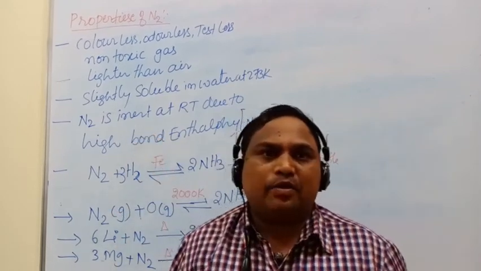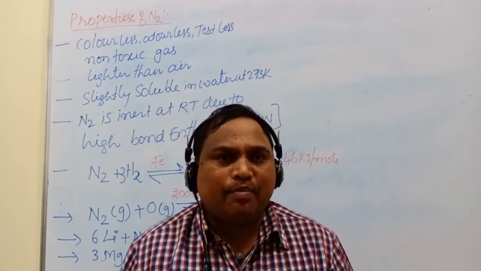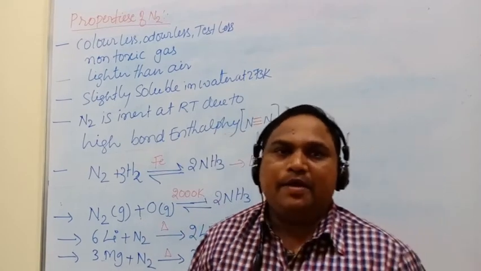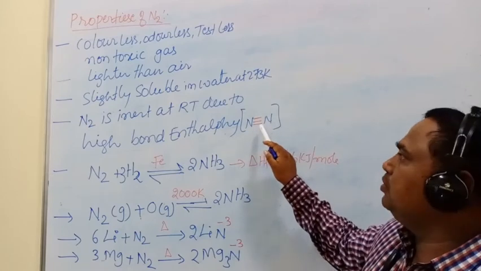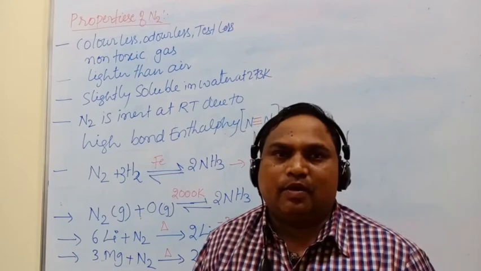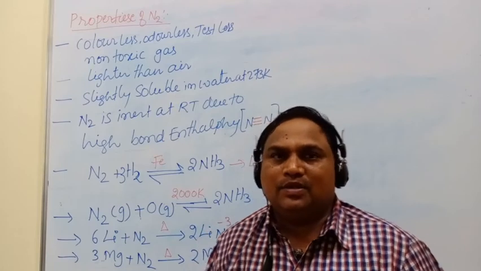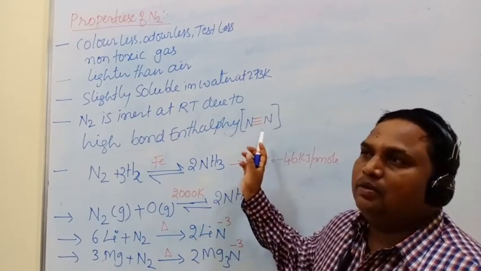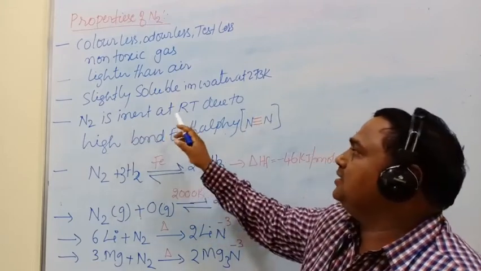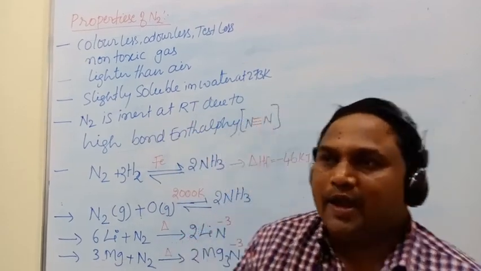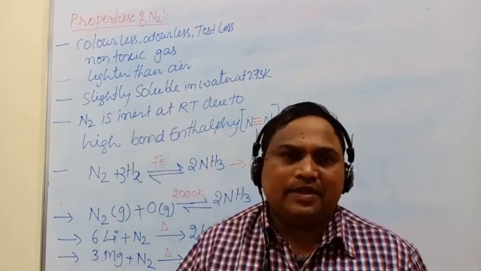Dinitrogen is inert at room temperature due to high bond enthalpy. We know that between the two nitrogens, a triple bond is there. To break this triple bond, high energy is required. That's why dinitrogen is inert at room temperature, because that much energy is not available at room temperature to break this triple bond. And the reactivity of dinitrogen increases.